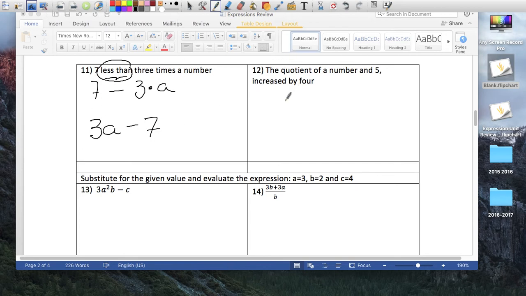12. Quotient. Quotient is division. We're going to use a fraction to represent that. But what are we dividing? A number. So whatever comes first goes in the numerator. And let's pick k, just because we can. So the quotient of a number k that we don't know, represented by k, and 5. Increase by 4. Increase is addition by 4. Okay.